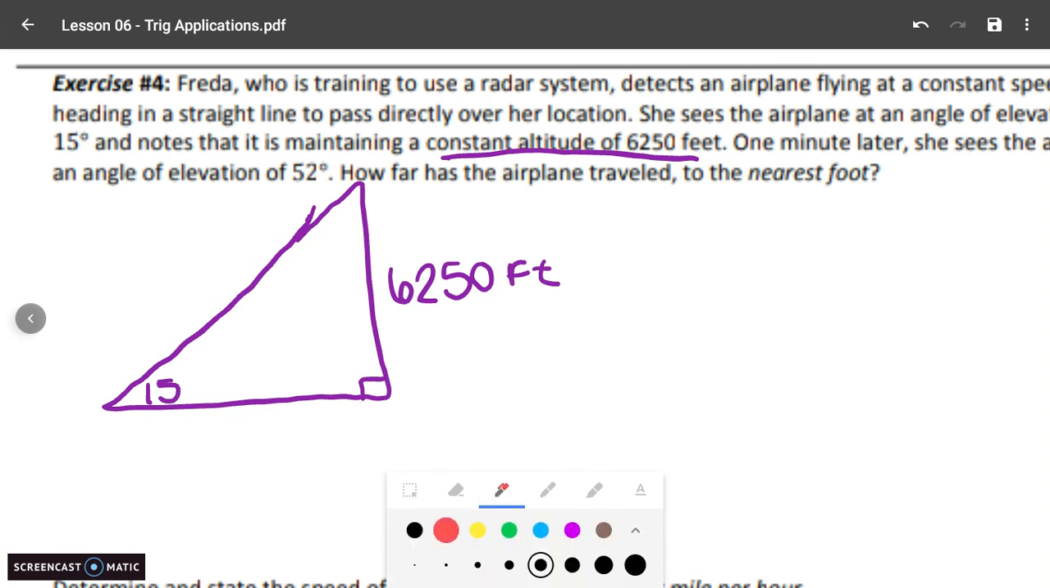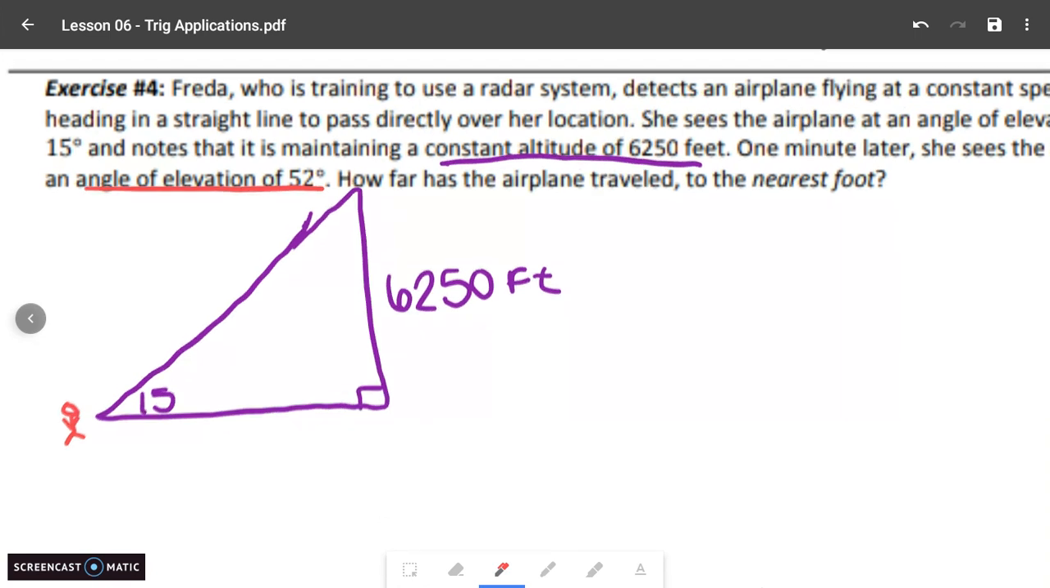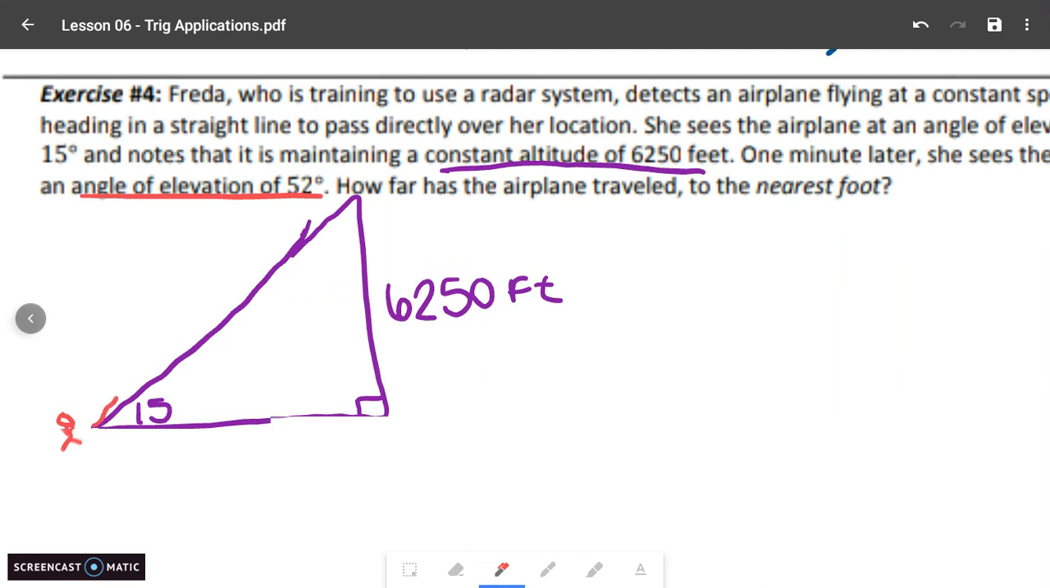Now here's where we have to be careful. When the next one has an angle of elevation of 52 degrees, you have to think, is it getting closer or further away from Frida? Well, think about how 52 is getting bigger. That's like tilting your head back a little further. That's actually going to be getting closer to her. So that's going to look something along the lines of this. Because notice, I'd have the same altitude, that's 6,250, but now this angle would be 52.